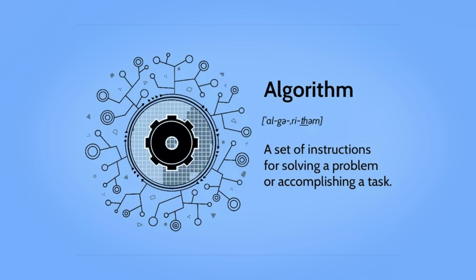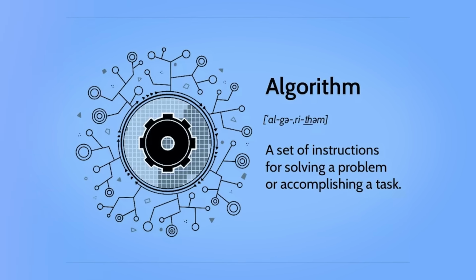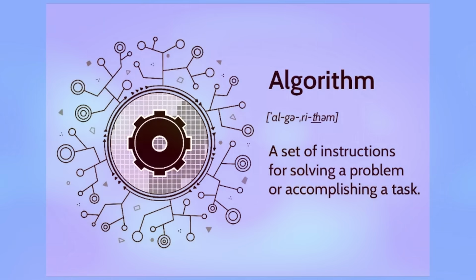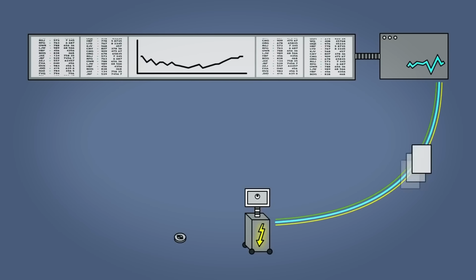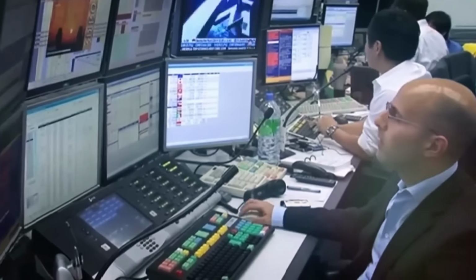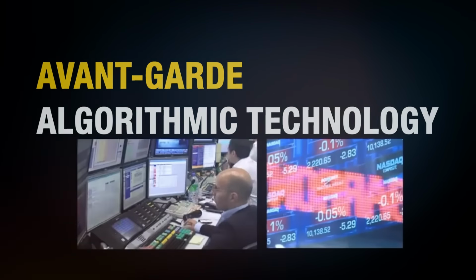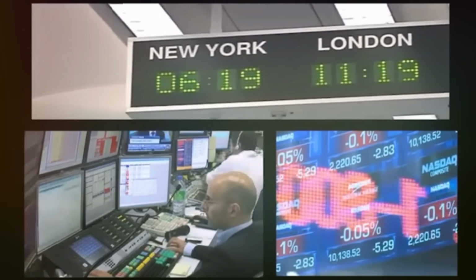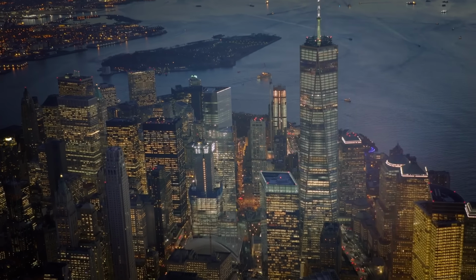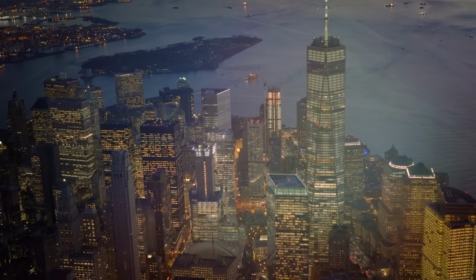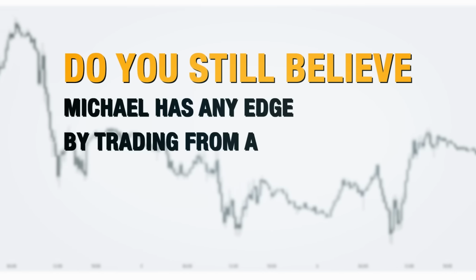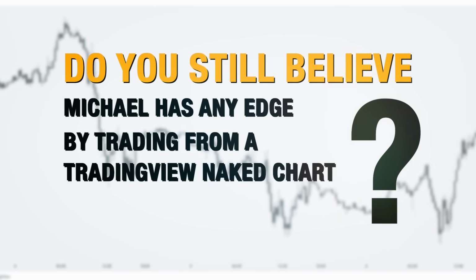An algorithm in the realm of finance comprises a series of instructions designed to solve a problem or achieve an objective. They are crucial in developing automated and high-frequency trading systems and in pricing complex financial instruments. As early as 2010, avant-garde algorithmic technology was being harnessed for superior market results. Those who insist that the market rules of 2023 remain identical to those from 3 decades ago are either misguided or have been duped. Do you still believe Michael has any edge by trading from a TradingView naked chart?